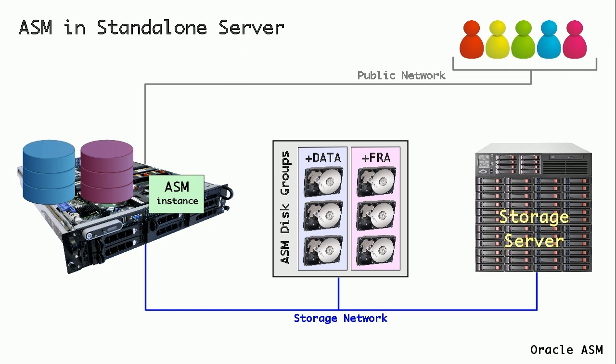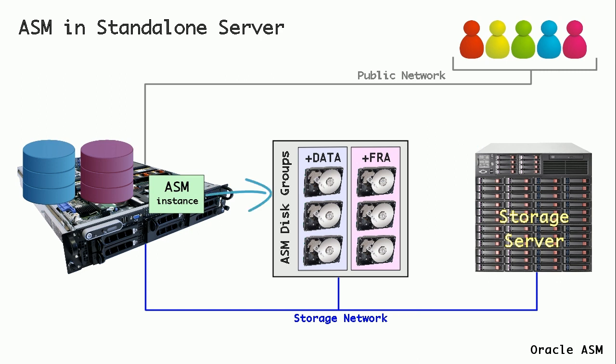Now, let us understand how Oracle ASM works on a standalone server. On a standalone server, storage can be provided by storage server over storage area network, or we can have direct attached storage, such as local hard disk drives. For this discussion, let us assume that storage server is providing storage over storage area network.